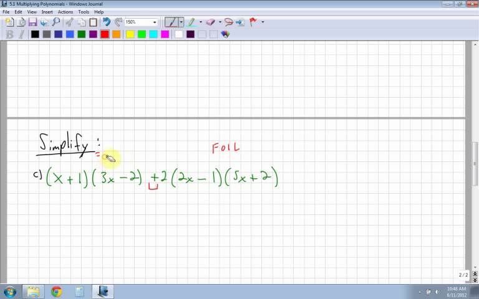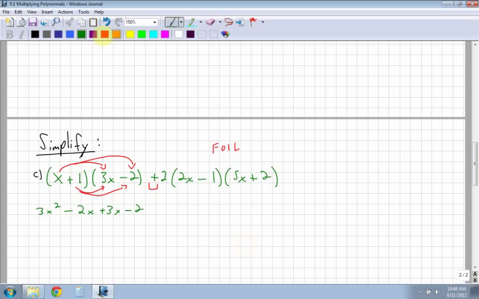So let's work with this here. First thing we can do is multiply the first set of brackets out. So I have x times 3x, which is 3x squared. X times negative 2 is minus 2x. Then I have the inside, 1 times 3x and 1 times negative 2. So I get 1 times 3x is plus 3x. 1 times negative 2 is minus 2.